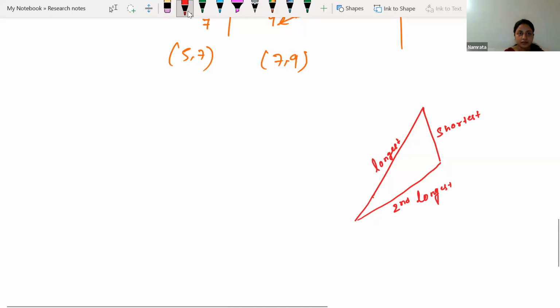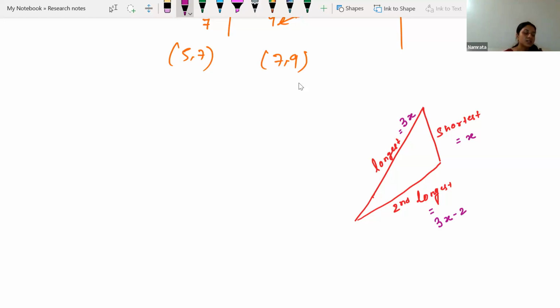So longest side is 3 times the shortest one. So if shortest side is x, longest one will be 3x. Right? Now, the third side, that means the remaining side, is 2 centimeters shorter than the longest one. So can you see all of the sides measurement? Yes, ma'am. Okay, longest is 3 times shortest. So I have taken shortest as x, longest will be 3x. Now the remaining side is 2 centimeter smaller than the longest. So I have written 2 centimeter smaller than the longest. We got all the 3 sides.